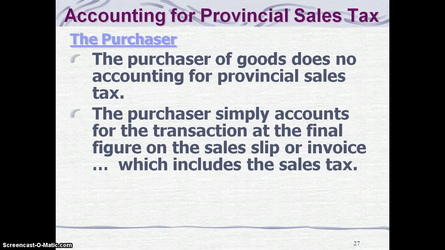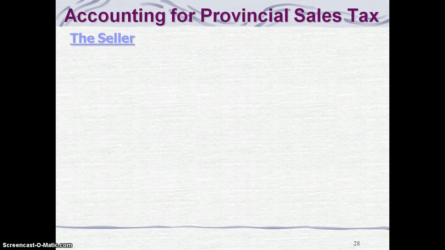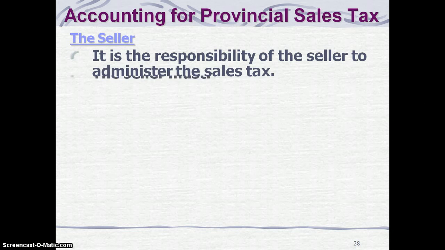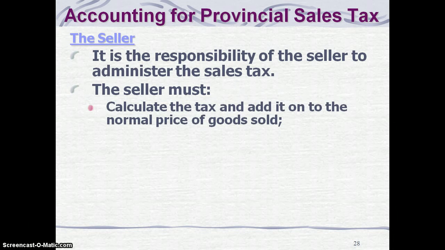However, it's a little different if you're the retailer selling the item. If you're the retailer and selling the item, you must account for the PST that you're charging others in your books. It's the responsibility of the seller to administer the sales tax. The seller must calculate the tax and add it to the normal price of the goods sold. This is usually reflected on the receipt. When you purchase an item, it gives you a subtotal, the tax that you're paying, and the final total.